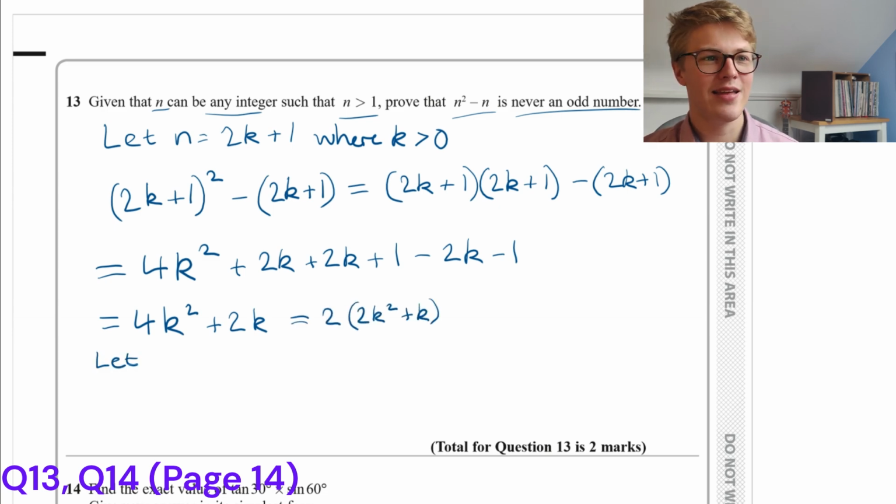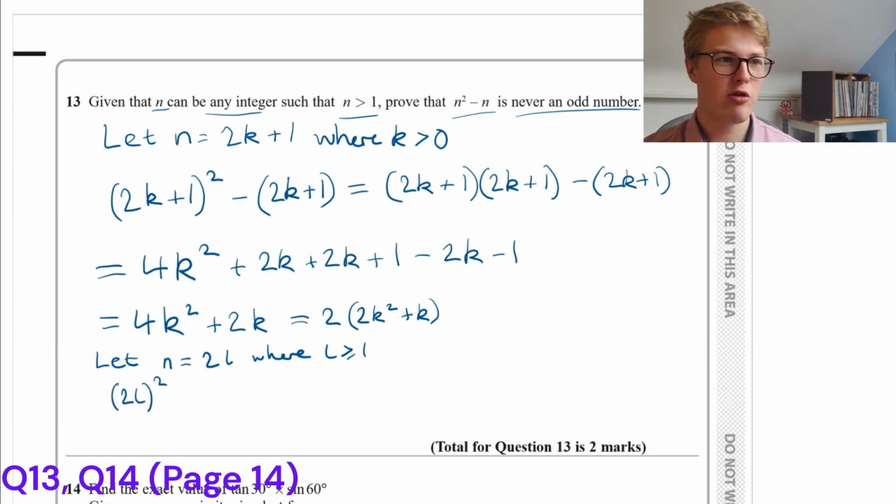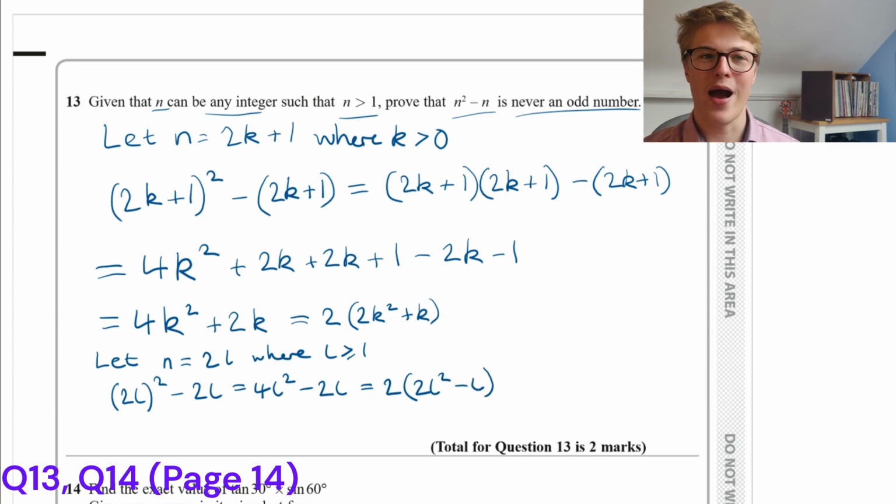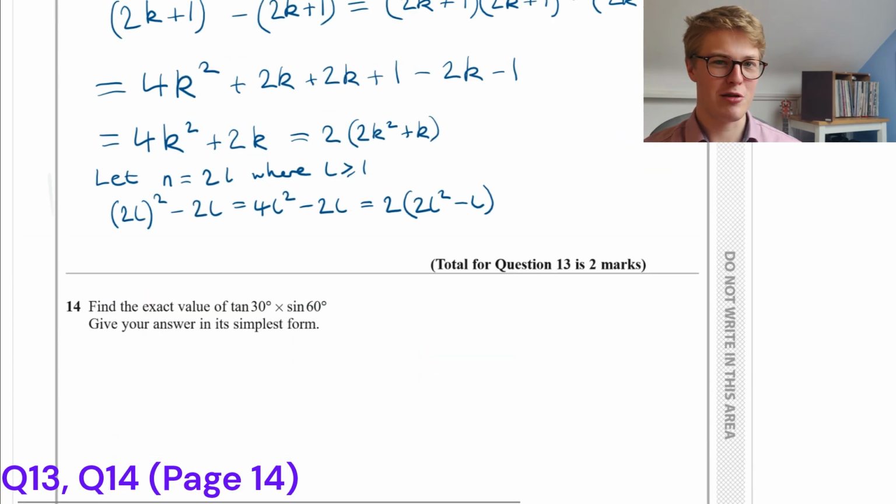Then we need to let n equal 2l, where l is greater than or equal to 1. In this case, 2l will always be an even number, because any even number can be divided by 2. So we replace n with 2l, and we get (2l) squared minus 2l, which expands to 4l squared minus 2l, and as we can see, we can factorise a 2 from that as well, which means they are both even, and therefore n squared minus n is never an odd number, because every time we use an odd or an even number, we end up with an even number as a solution.